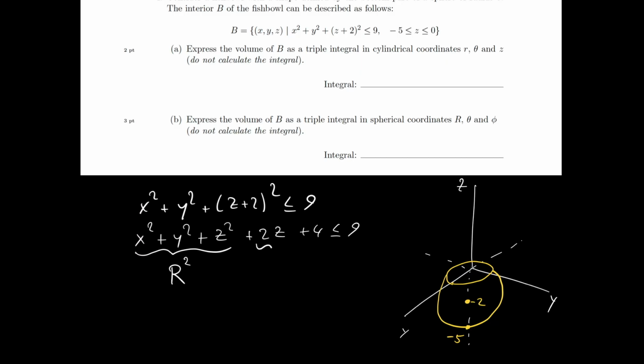All right, and now we notice that this part here will simply be our spherical R squared, and that our 2z is going to be 2 times R cosine of phi, which is the angle with respect to the positive z-axis. And then the other parts can be combined into minus 5 is less or equal to 0. Now I want you to notice that what we have here is a quadratic inequality.